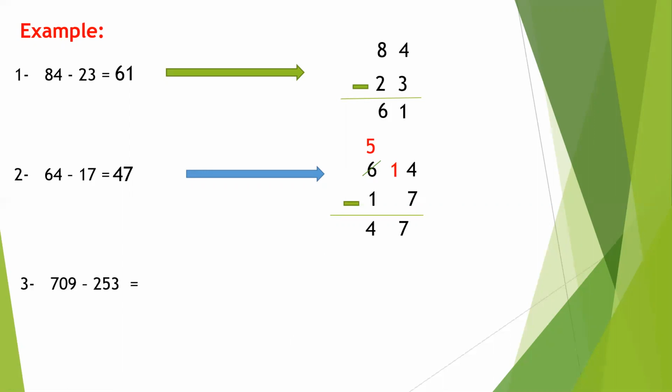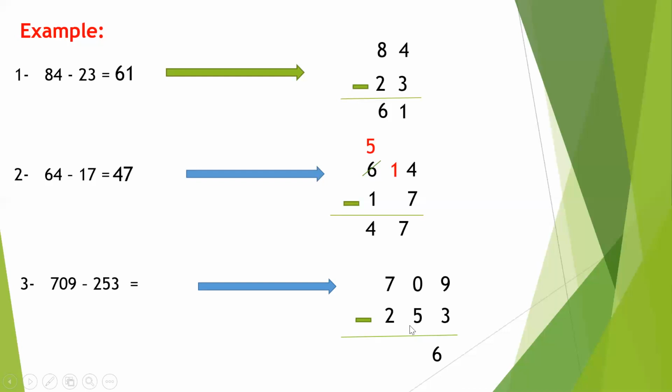Now, number 3. 709 minus 253. So I will put the numbers, order the numbers like this, and find the subtraction. Start with the ones digit, the lowest digit. 9 minus 3. Put 3 in my mind and count to 9. After 3, 4, 5, 6, 7, 8, 9. So what is the answer? The answer is 6. So I put 6 here.